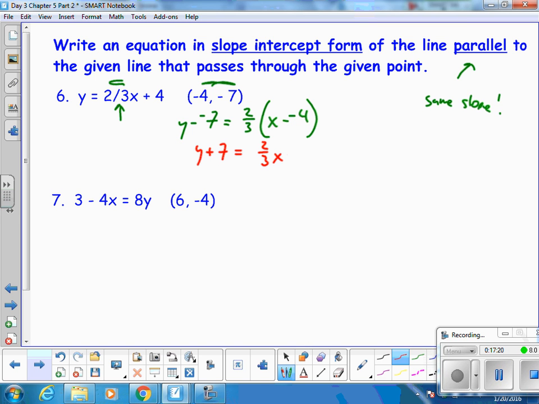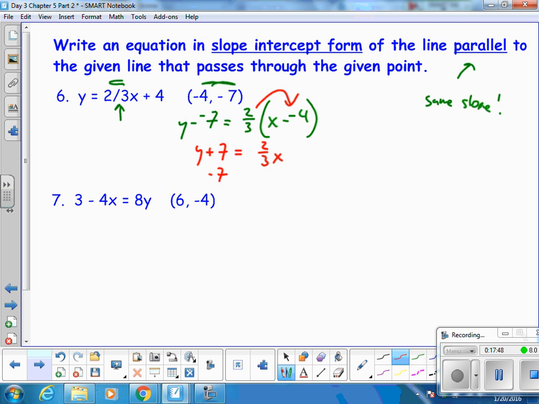2/3 x plus 4 minus 7, y equals 2/3 x. Uh-oh, I didn't distribute this. Back up the bus. That slope is still good, but I want some room. So let's back up the bus a little bit. This is not true.